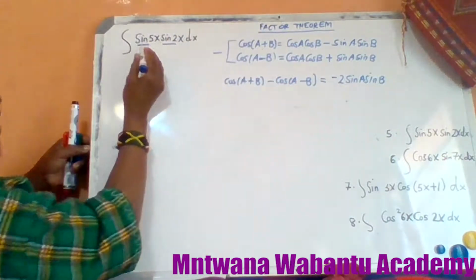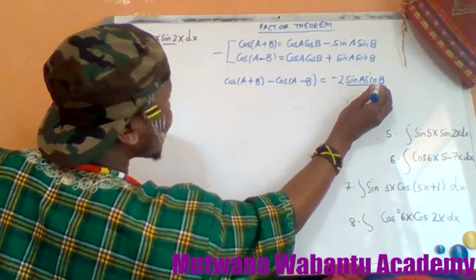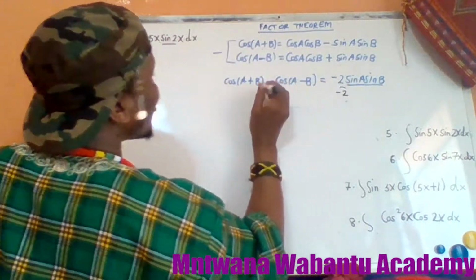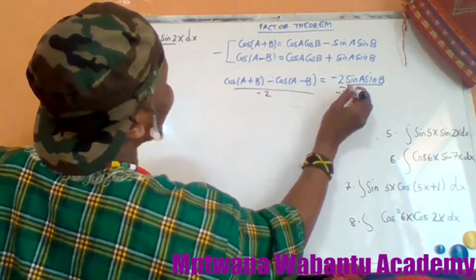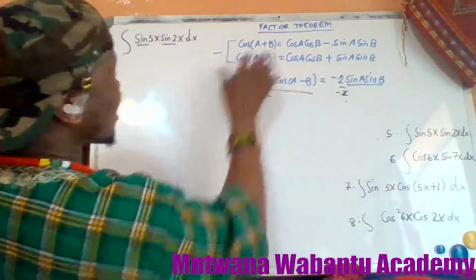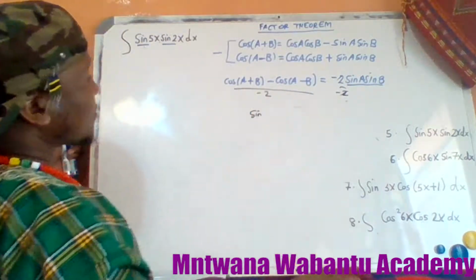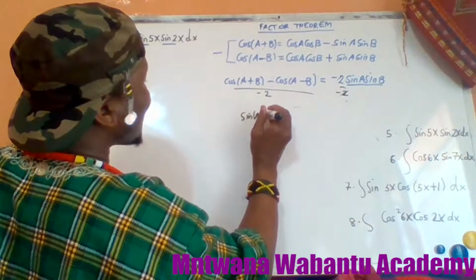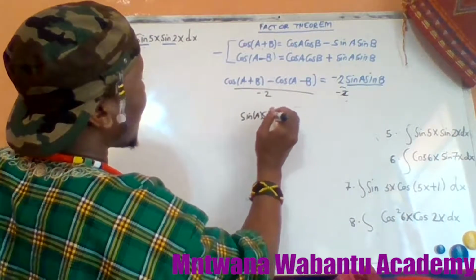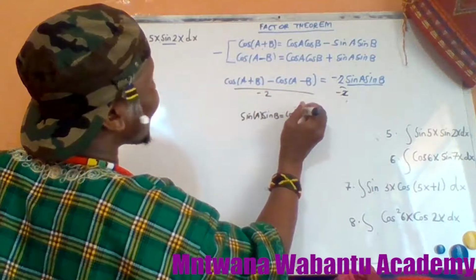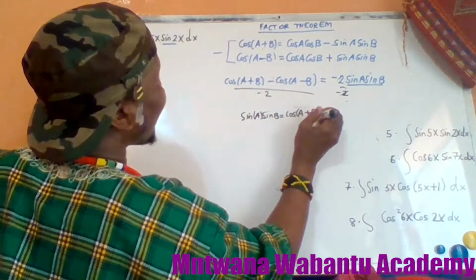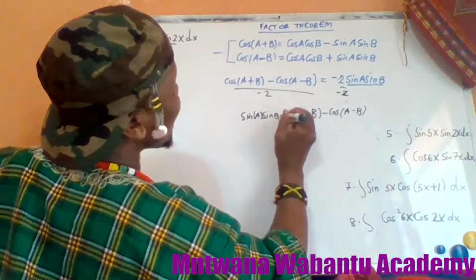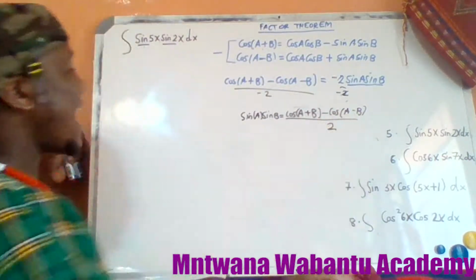So I need sine, I need this only, so I don't need the negative 2. So I'm going to divide by negative 2 throughout. Divide by negative 2, divided by negative 2. So this is going to cancel. So sin A sin B is equal to cos(A plus B) minus cos(A minus B), and then over negative 2.